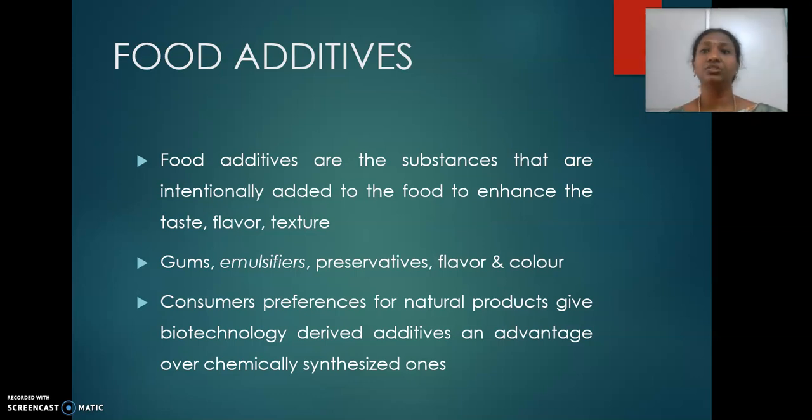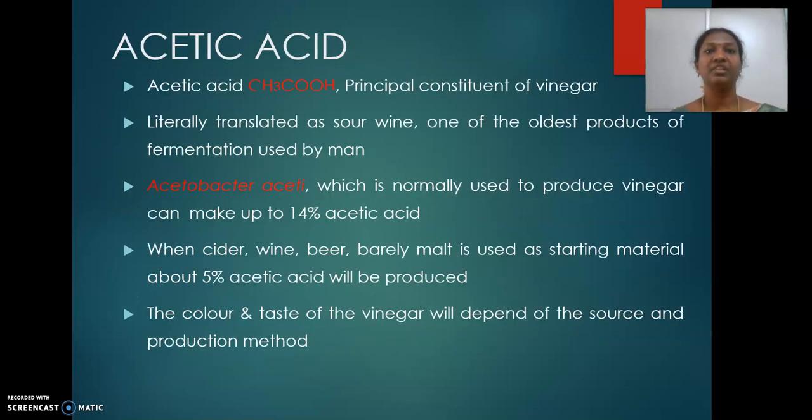Nowadays consumers prefer natural products over chemicals, because chemical products have various ill effects on the body. So biotechnology is an important process to produce all the natural products. First we are going to see about acetic acid.